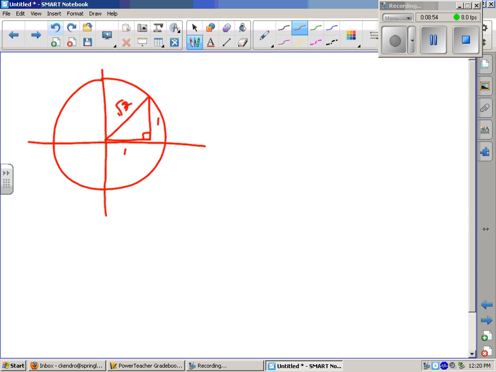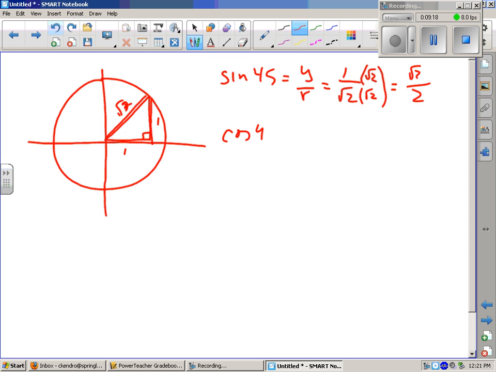So if I have sine of 45, again, it's y over r. Y is your 1. R is your root 2. So 1 over root 2. I don't know why I keep writing a 3. 1 over root 2. Get your radical out of the bottom. So it's root 2 over 2. Cosine of 45 is x over r. You're going to get the exact same thing, 1 over root 2. So now I know it's root 2 over 2.